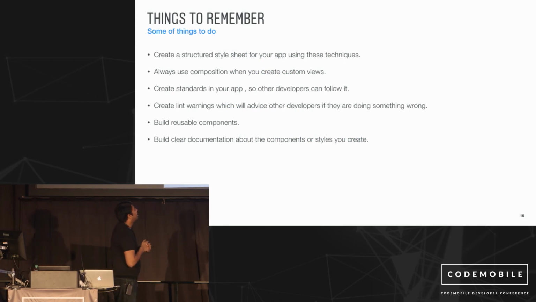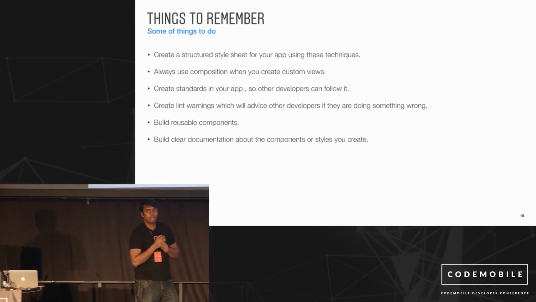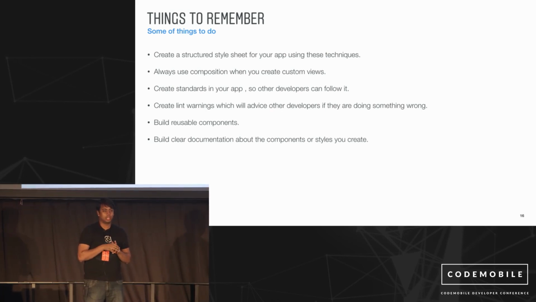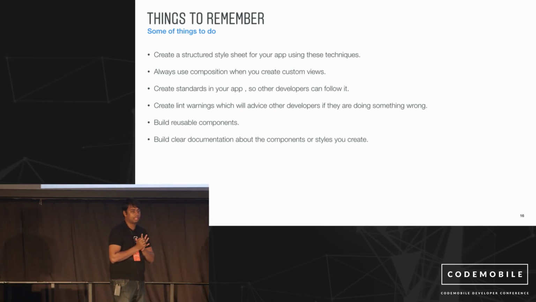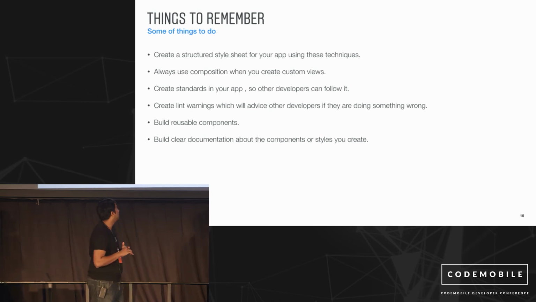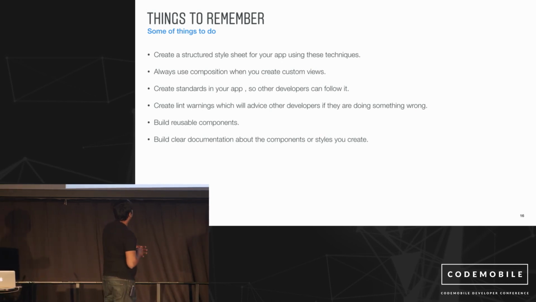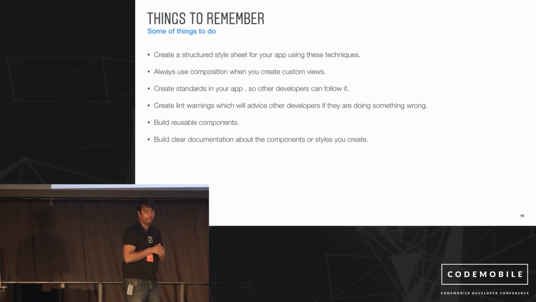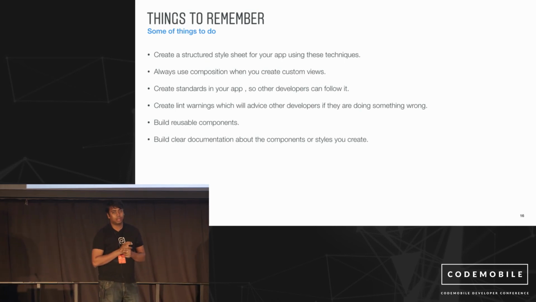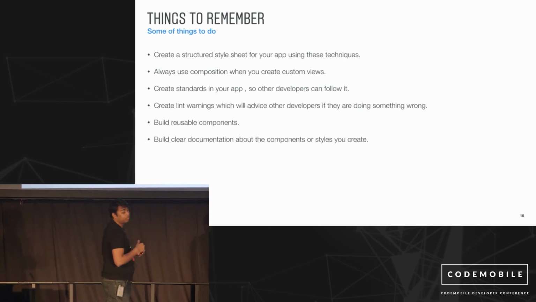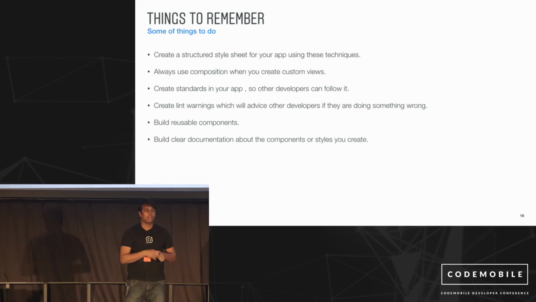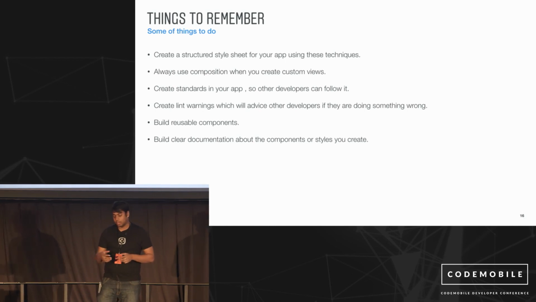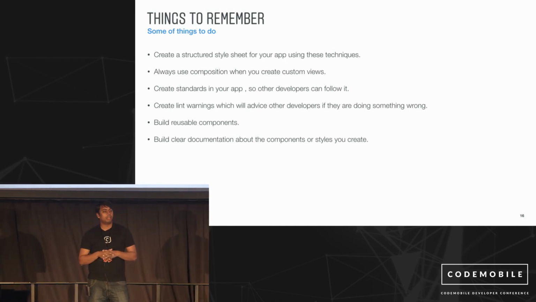The other thing is that you have to create a structural style sheet. In creating a structural style sheet, you can use composition whenever you have custom views which you want to create. You can also have a lot of standards in your app, so other developers can follow them, as I said earlier. And as Doma mentioned earlier, we do have a lot of lint and info, especially with Facebook and Instagram architecture and frameworks. We have a lot of linter warnings which we throw.